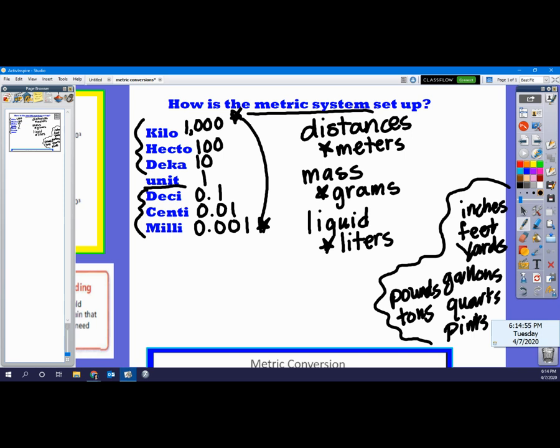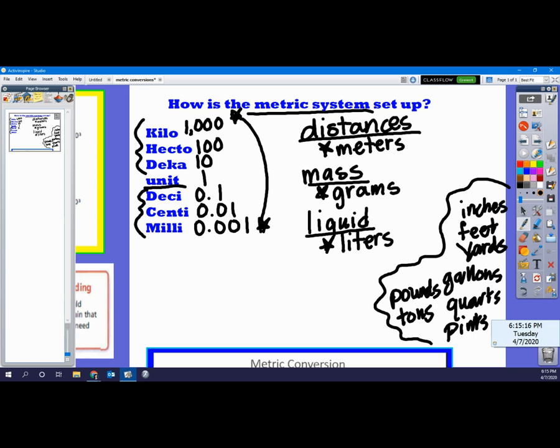Whether we're measuring distances, mass, or liquid, it's all using powers of 10 to convert from a big distance or a big measurement to a small measurement.